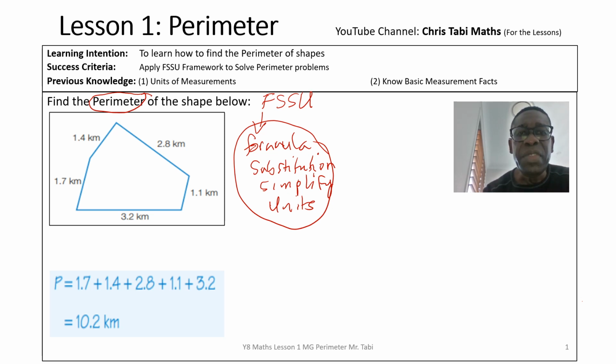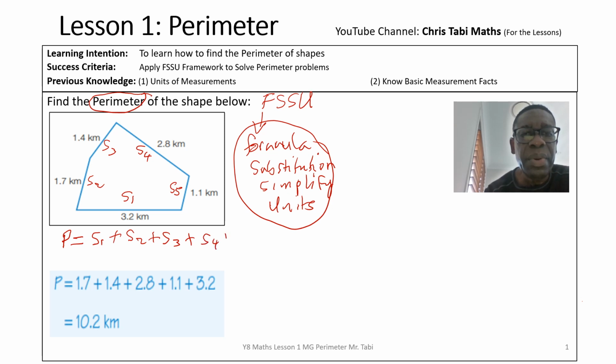So starting with that framework FSSU, we write perimeter equals, in this case, let's call that side 1, side 2, side 3, side 4, and side 5. So our perimeter is simply side 1 plus side 2 plus side 3 plus side 4 plus side 5. So that's the formula part, that's our F.